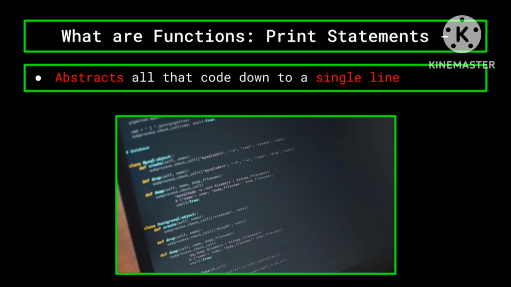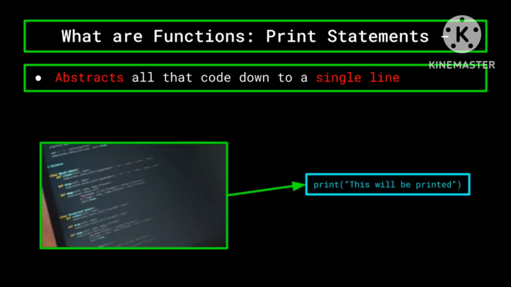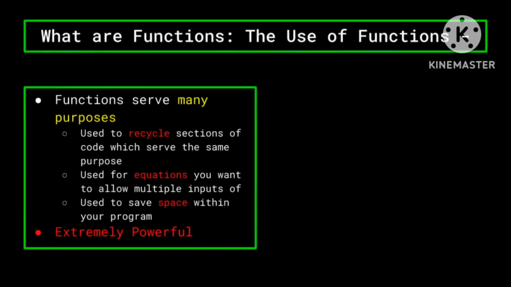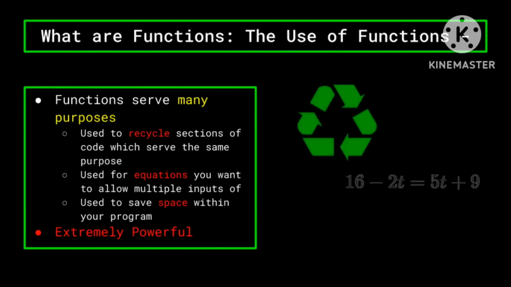All of that code that is used to print something to the console is wrapped up like a present and given to us in the form of one line. This is actually the main theme of all functions and the backbone of any good program. Oftentimes in your program, there are going to be sections of code which are repeated and serve the same purpose, or equations which you want to allow differing inputs of.